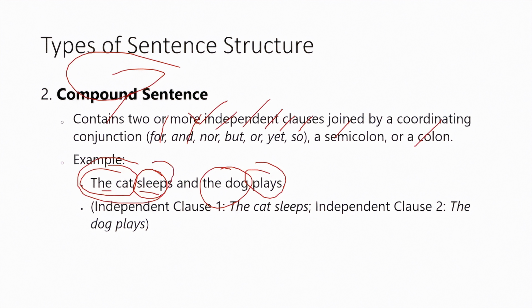So the cat sleeps, the dog plays. Both are independent because they have a clear meaning. They don't depend on each other. Because the cat sleeps, it gives a clear meaning. The dog plays, it gives a clear meaning. And they are both joined with and. So this is an example of a compound sentence.